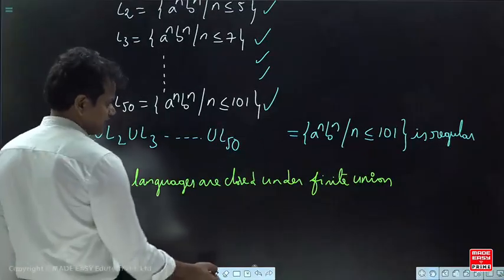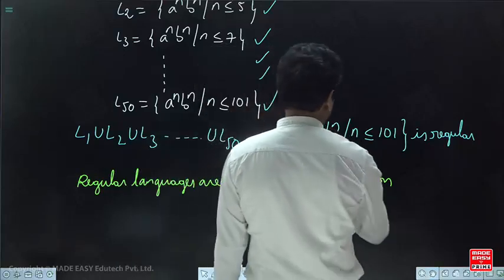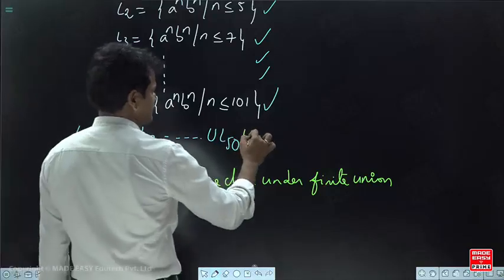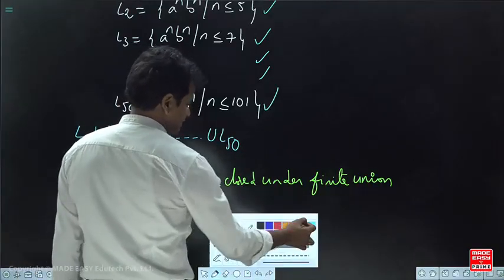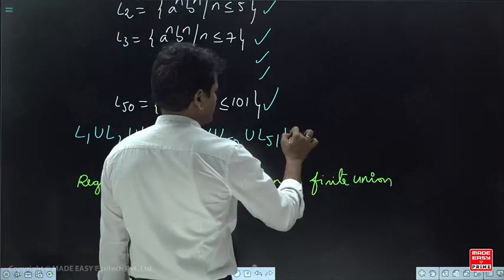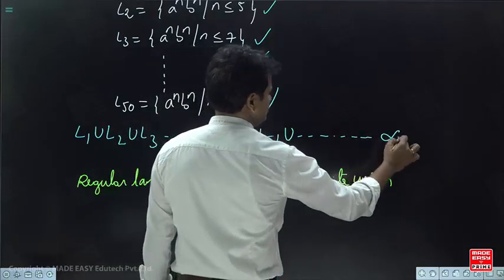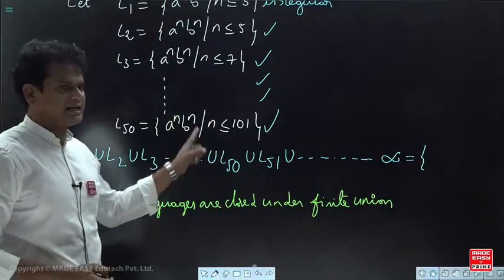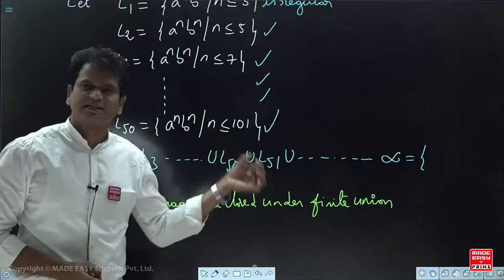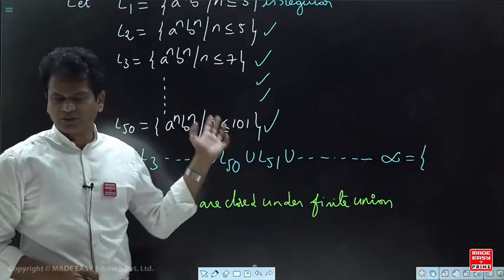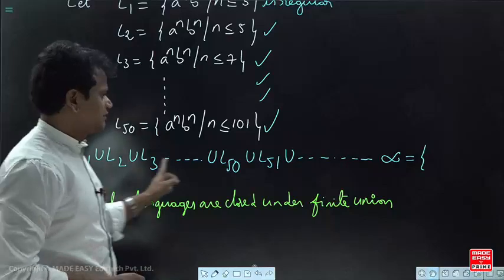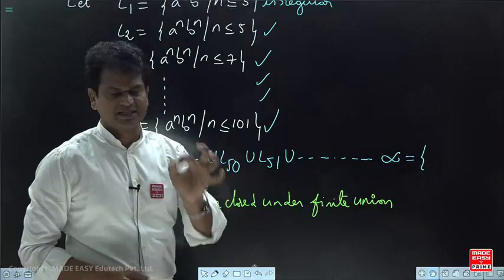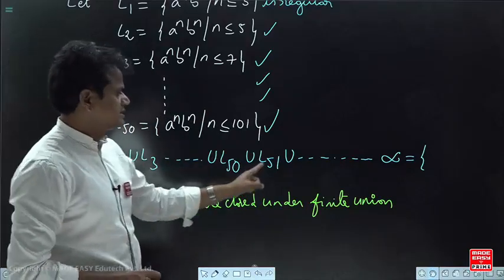Okay guys, now look at this one. Are you following? Now tell me, suppose L50, then L51, then L52, then L53, and so on, infinite. Then what will this language be, guys? What is L51? a^n b^n, n less than or equal to 103, then 105, then 107, then 1007, and so on, infinite. So I am taking the union of infinite languages, whereas every language is regular.